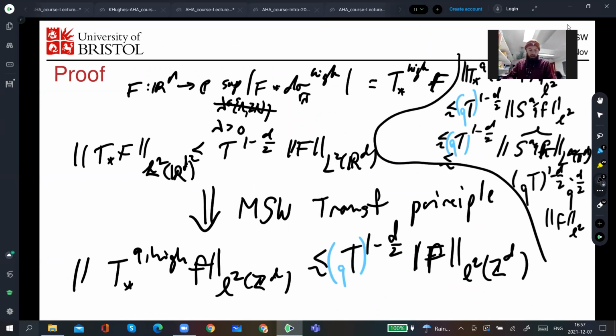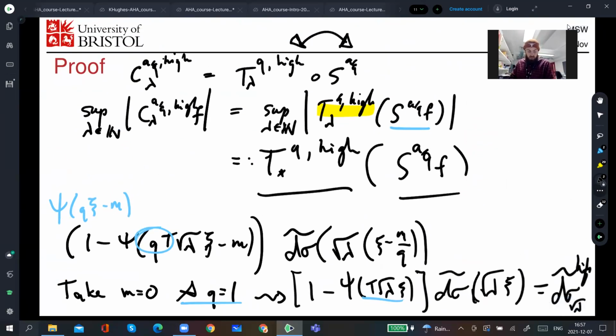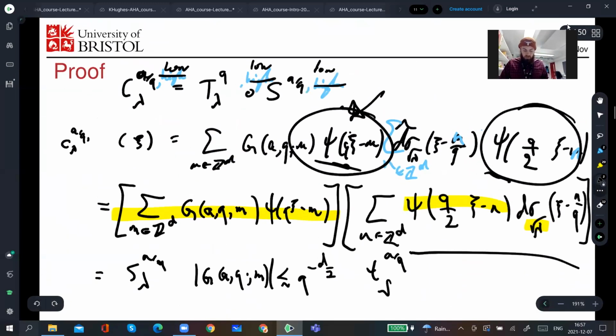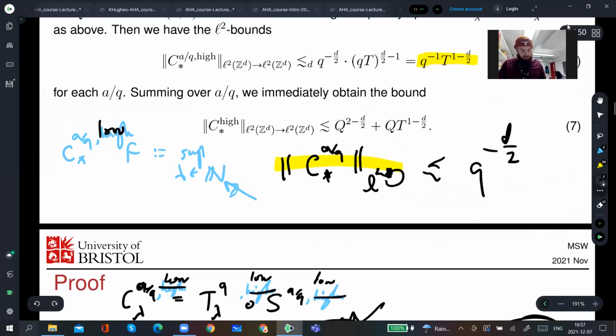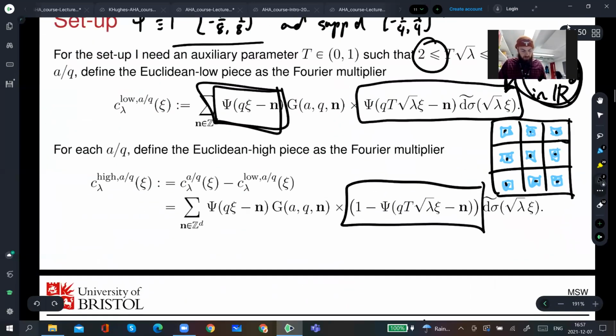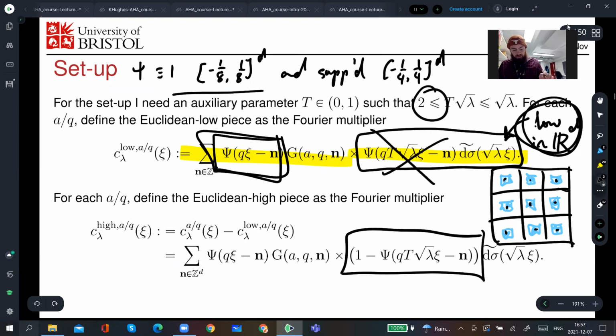And I'll just reiterate that the Magyar-Stein-Wainger transference principle is very good when you have something of this shape. Ignoring momentarily this localizing factor, it's very easy to apply, and you just take the bounds from R^d and put them right onto Z^d after you incorporate what happens on L2 from doing the separation trick.